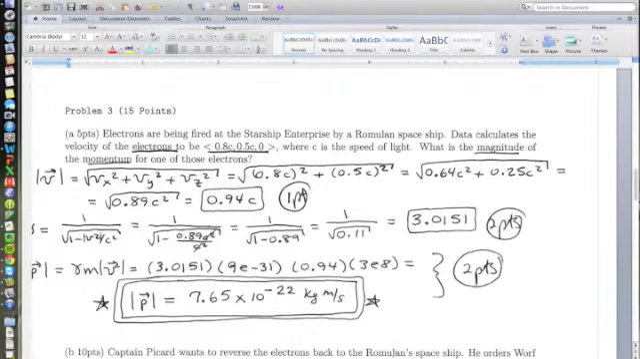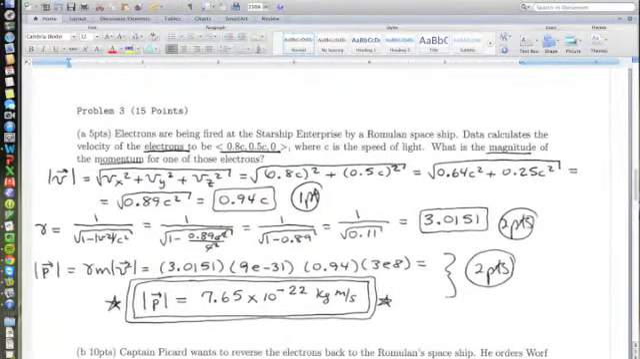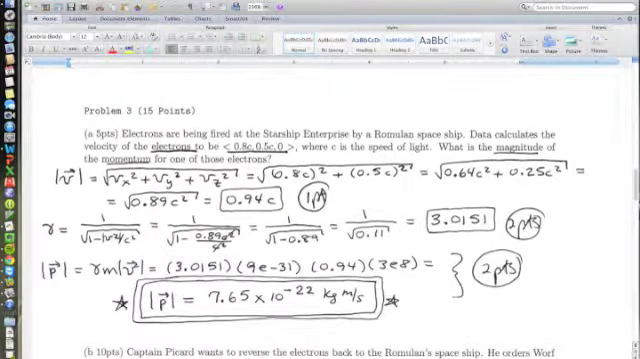Here's the solution that I was given from the test, and it's basically the same thing that we just did, and it contains everything. So I'm going to come back and we're going to work on continuing on with this problem and doing part 2.